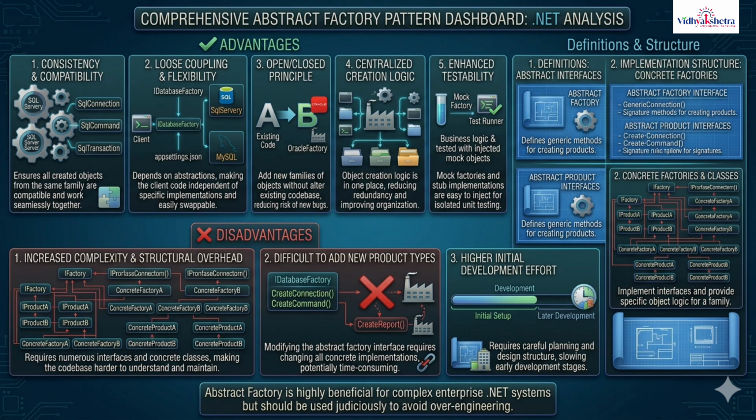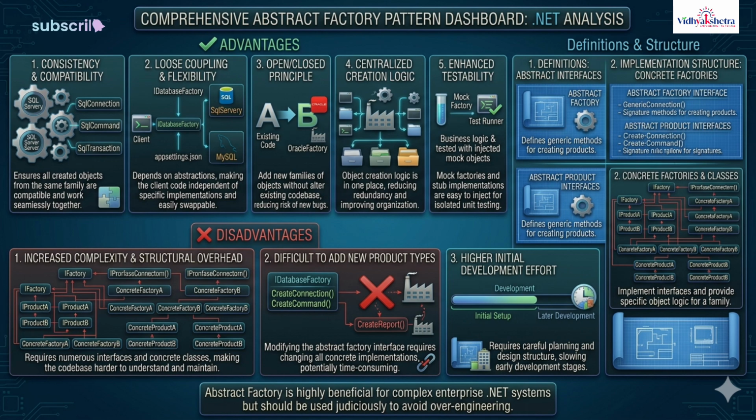This makes the system more flexible and easier to maintain. For instance, in an ASP.NET Core application using Dependency Injection, switching from one database provider to another can be done by simply changing the registered factory without modifying the business logic. This greatly improves the adaptability of the application.